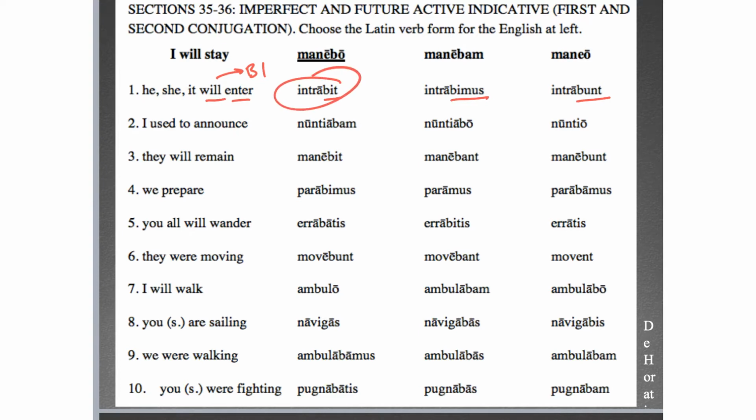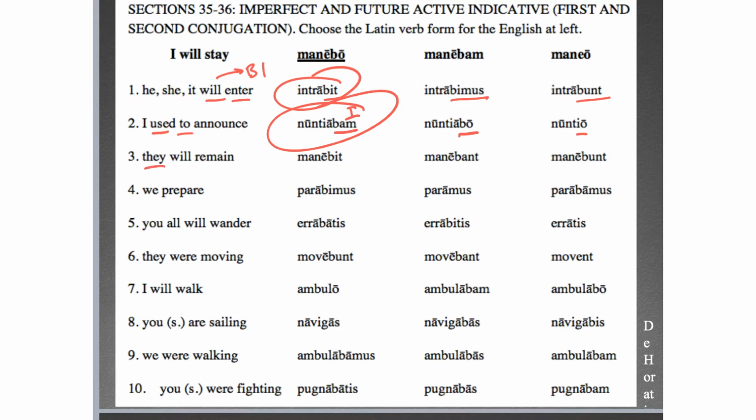All right, so "I used to announce," number 2. So "used to," that's going to be imperfect. All right, so here's imperfect with I as the subject. Should be correct, but let's just make sure. I as the subject future, I as subject present. So this, again, is correct. Nuntiabam.